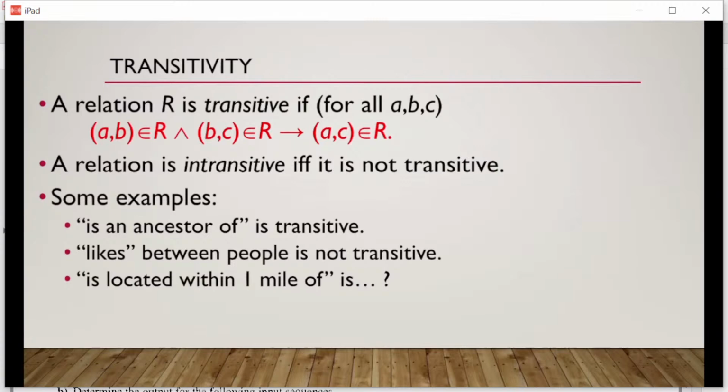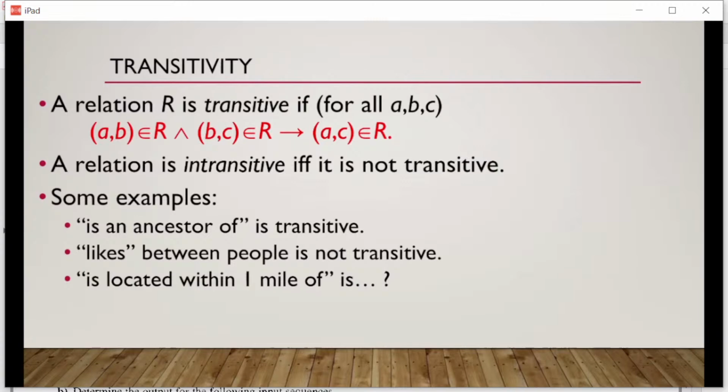"Is an ancestor of" is transitive. Let's just do my grandmother Smith. She is an ancestor of my mother, and my mother is an ancestor of me, and so Grandma Smith is an ancestor of me. So you've got this transitivity there. "Likes" between people is not transitive because I could like you, and you could like your friend Chad, but for whatever reason, I don't like Chad. So that sort of thing is non-transitive.